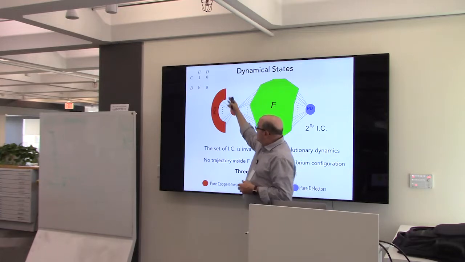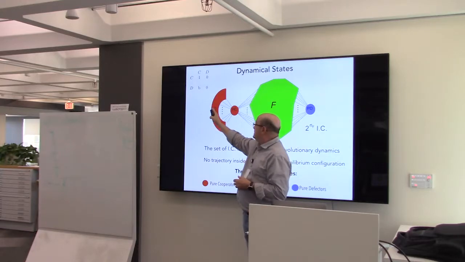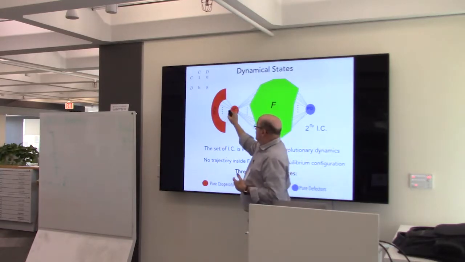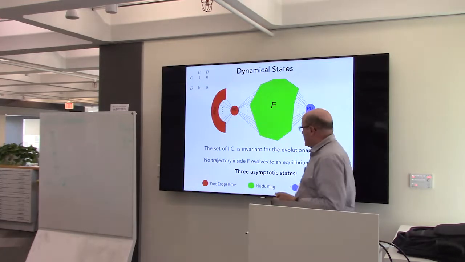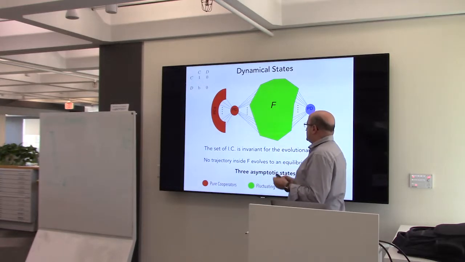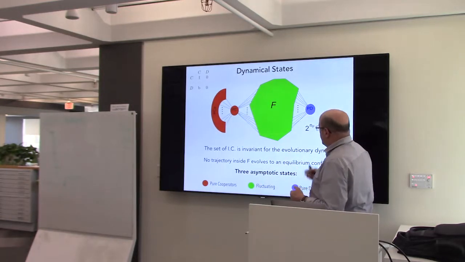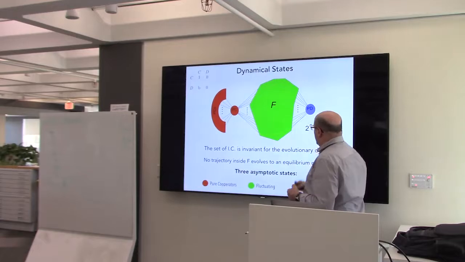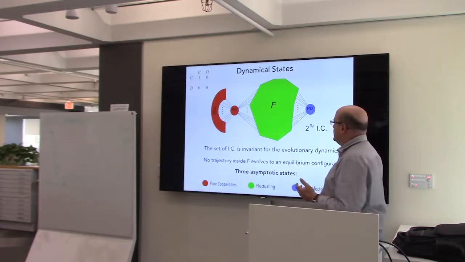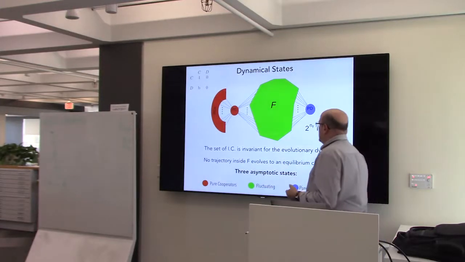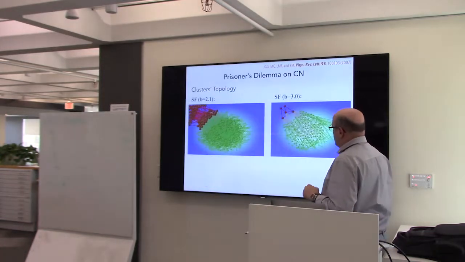For this to be stable, you have to add another pure cooperator here that only interacts with this, because these guys represent the stable source of benefits, so they can play as pure cooperators without, let's say, changing the strategy. And then you can do some math here, and for example demonstrate that there is a set of initial conditions F that is invariant for the evolutionary dynamics, which means that no trajectory inside F evolves to an equilibrium configuration out of F. So this is more or less what you can do analytically in simple topologies, because you are fixing this, and this is somehow arbitrary, but with some given condition.